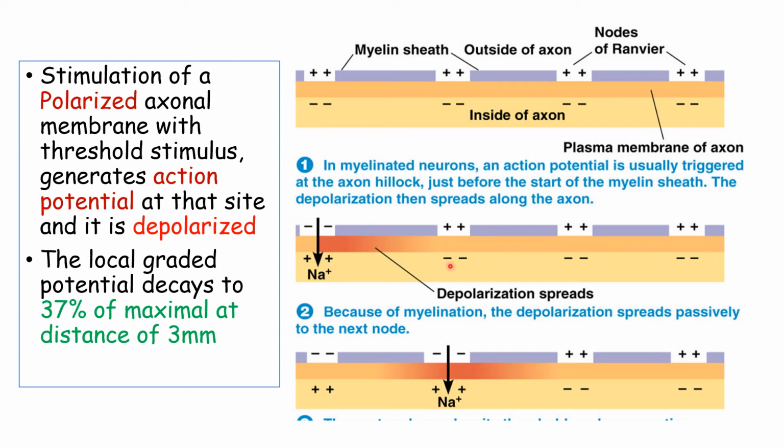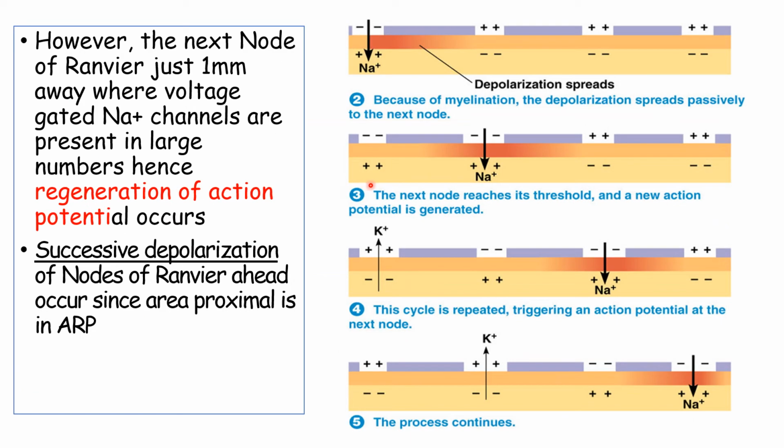So the problem is that this local graded potential will decay. We know that the graded potential decays over time and space. The decay is 37% of the maximal at a distance of 3 millimeters. However, the node of Ranvier is present just at a distance of 1 millimeter. That results in very little decay of the current, thereby leading to the stimulation of voltage gated sodium channels, which are present in great number at the next node of Ranvier.